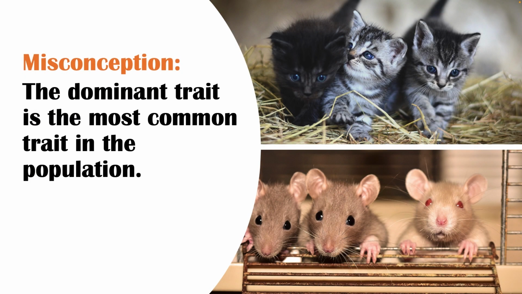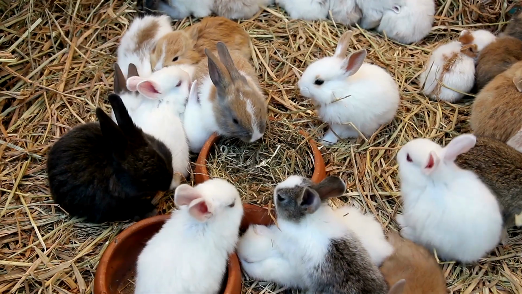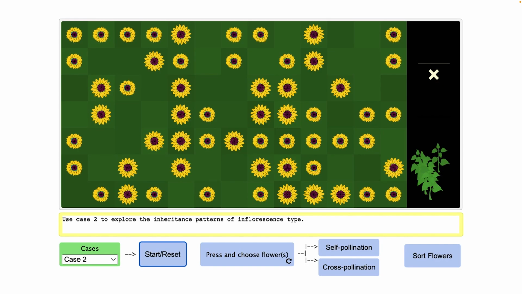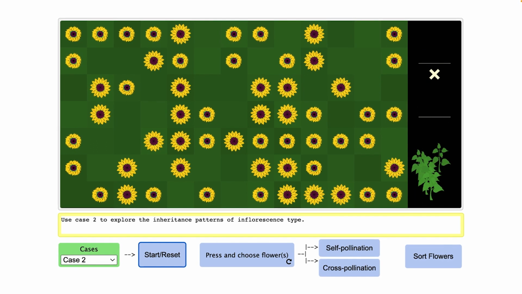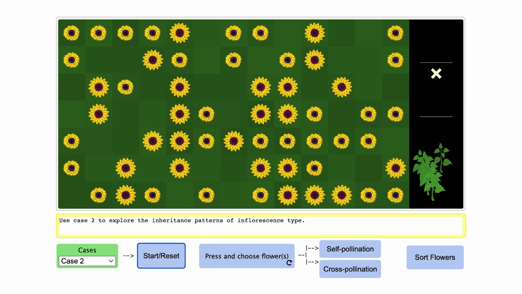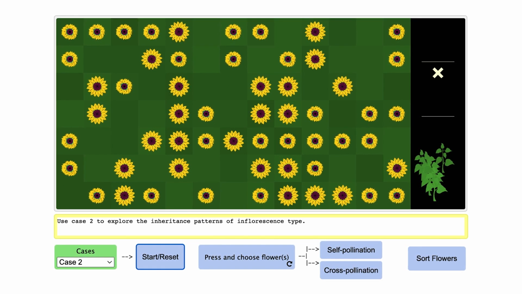Some extensions of the activity include discussing why the dominant trait is not always the most common trait in the population. Students can also use the computer model to identify a homozygous dominant individual and a heterozygous dominant individual, and use the computer model data to support their claims.